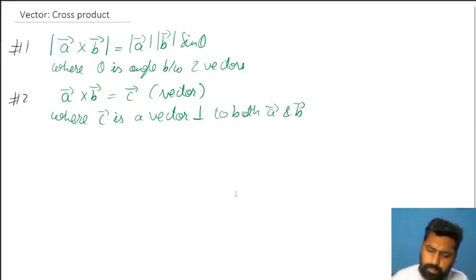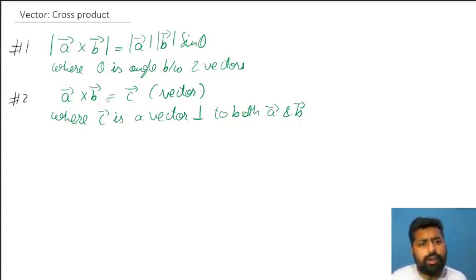Okay. So if you ever need a vector which is perpendicular to two given vectors, what do you do? You find their cross product. The cross product will give you another vector which will be perpendicular to both A and B. Okay.